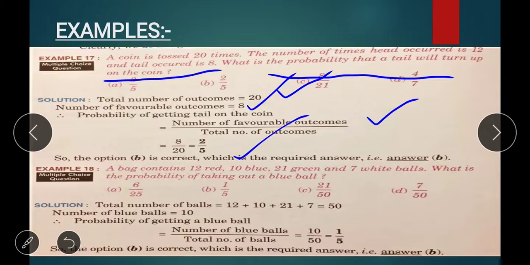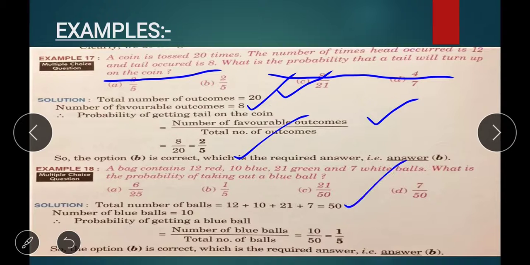Is it clear? Then, second example. A bag contains 12 red, 10 blue, 21 green and 7 white balls. What is the probability of taking out a blue ball? Here, the total number of balls, you can easily say what is that? 12 plus 10 plus 21 plus 7.